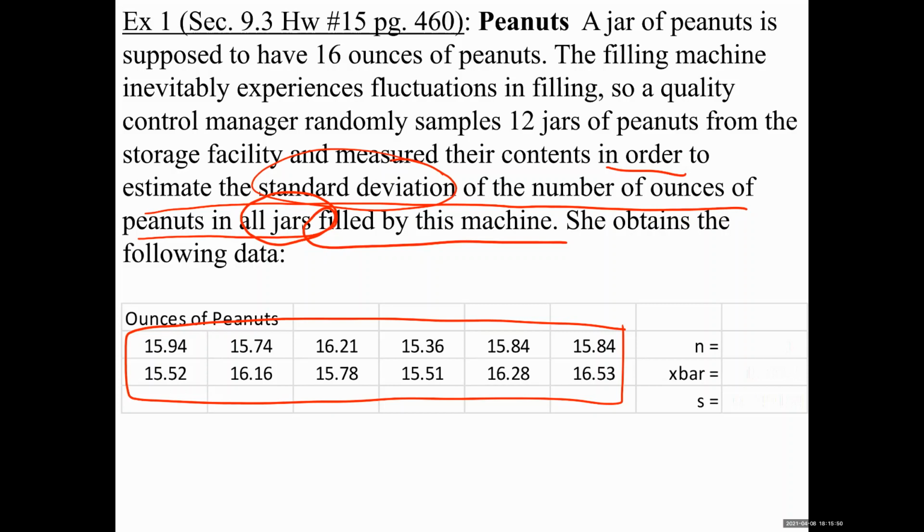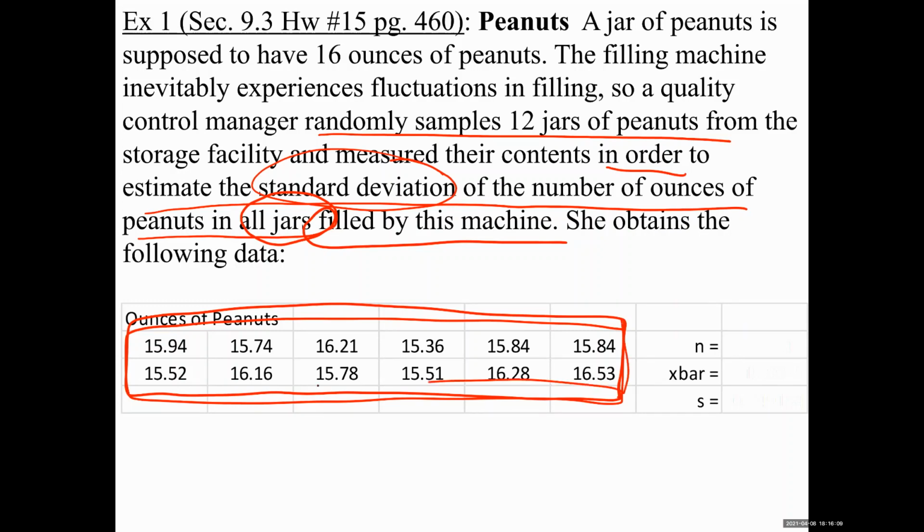But I don't have all million jars. Some of them have been sold and eaten, you know, kind of thing. So I don't even have the data. So what are we going to do? We're going to take a sample. It says the quality control manager samples 12 jars that were made by this machine and measured the weights of those 12 jars. So we got the weights of 12 jars.